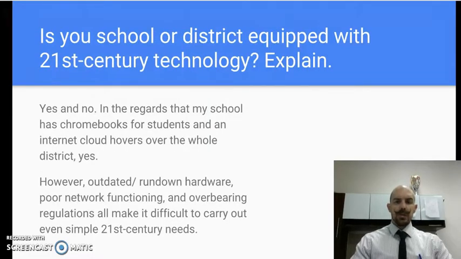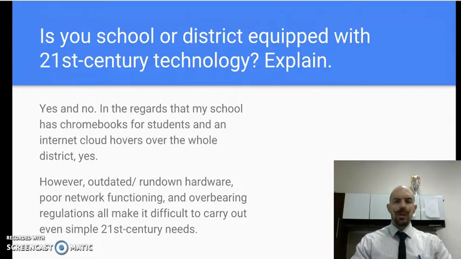Is my school district equipped with 21st century technology? I think most of us would be answering yes and no simultaneously. In regards to the fact that my school does have Chromebooks, the students do have internet access, and there is kind of that quote-unquote cloud that hovers over the entire district. Yeah, we have 21st century technology.